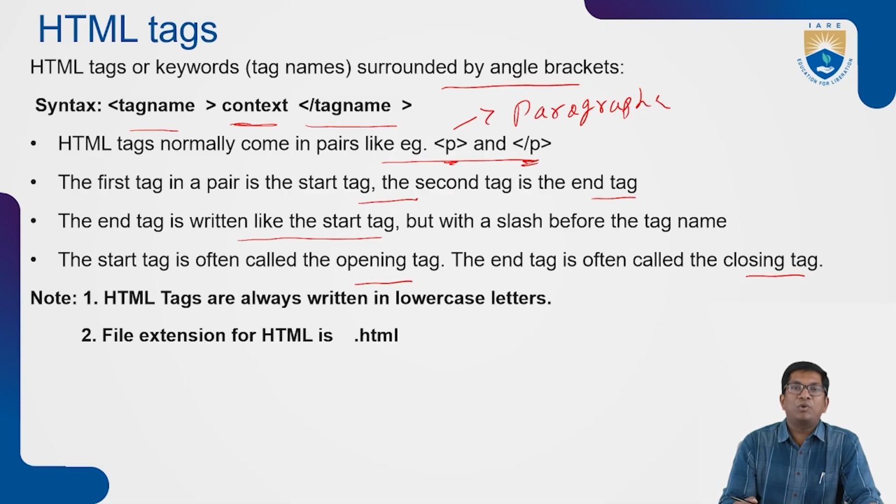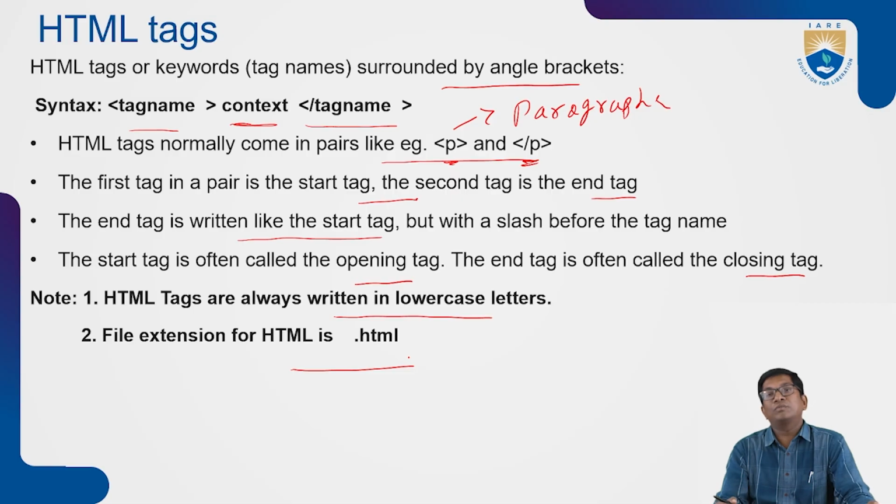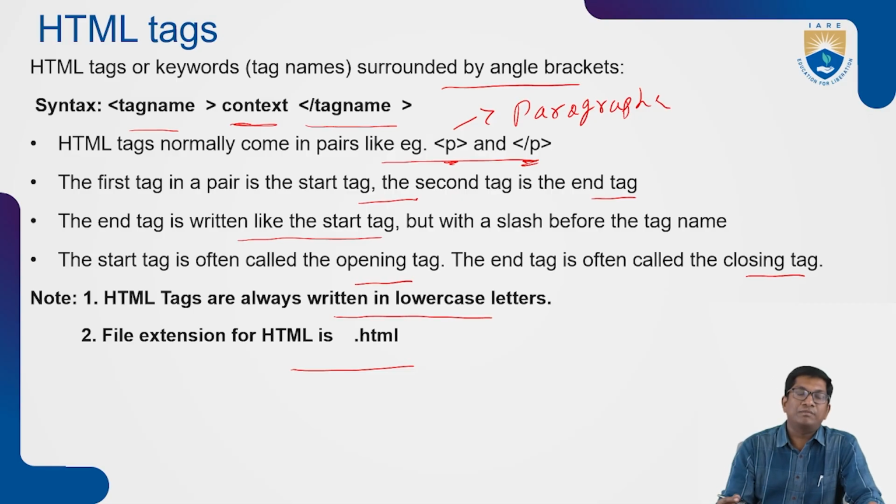So we are telling the markup language, everything you have to write using tags. The tags contain an open tag and a closing tag, and in between that we write the content. Next, one more important thing to note: HTML tags are always written in lowercase letters. For better understanding, try to write all the tags in lowercase. Next, how to save an HTML document with the extension .html.